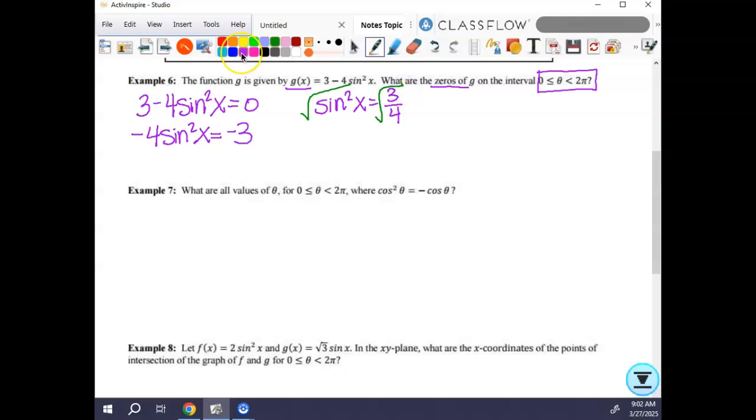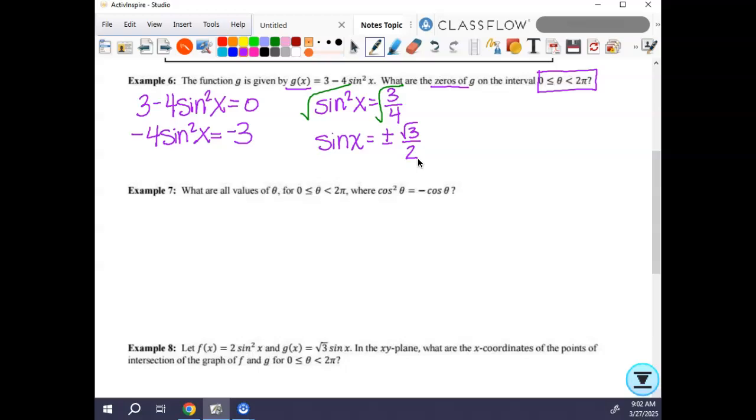When I do that, on the left, I'm left with sine of x. On the right, because I introduced the square root, what do I need to put? Plus or minus. And then taking the square root of a fraction is super easy. I take the square root of the numerator. Square root of 3 is square root of 3. Square root of 4 is 2. Okay. Everybody with me so far?